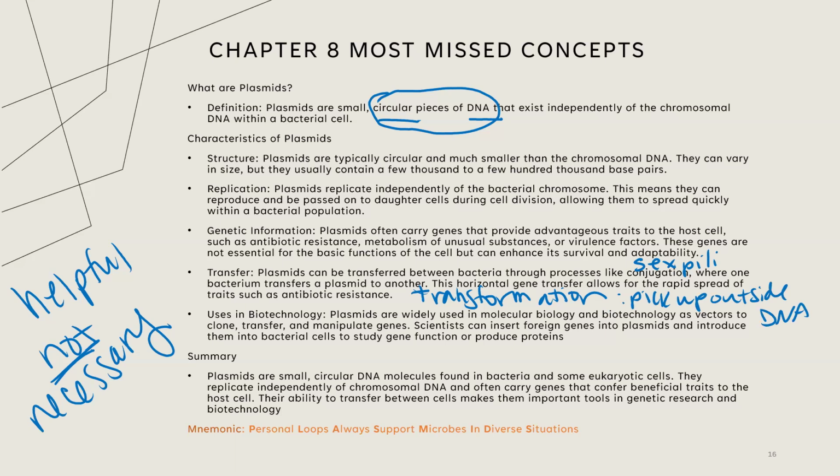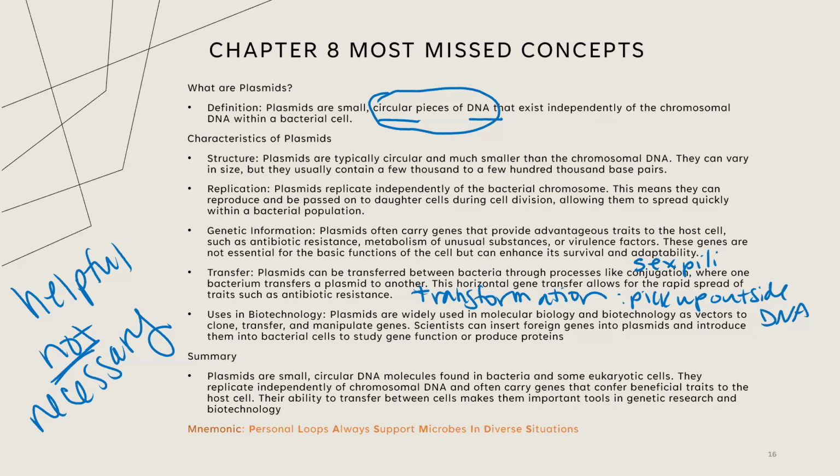Okay. So here's a little thing to help us remember. It stands for plasmids. Go figure. Personal loops always support microbes in diverse situations. Personal is talking about plasmids being separate from chromosomal DNA. They are their own person, if you will. They're isolated. Loops: they are circular in shape, always, because they always replicate independently from the chromosome. They're not part of the chromosome. I don't know how many times I need to say it.